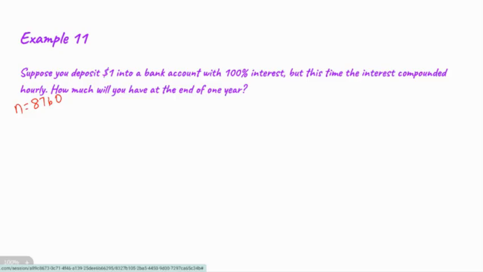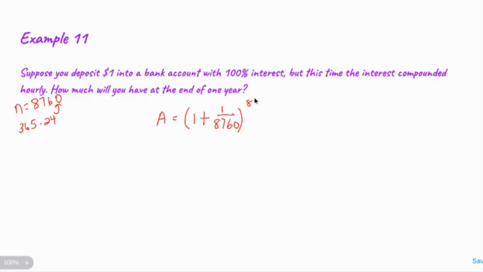So let's give it hourly a try. There's 8,760 hours in a year. How do you get that? Well, you got 365 days a year, 24 hours in each day. That gets you that amount. So we have 1 plus 1 divided by 8,760 to the power of 8,760. Let's go ahead and type that in. 1 plus 1 divided by 8,760 to the power of 8,760.